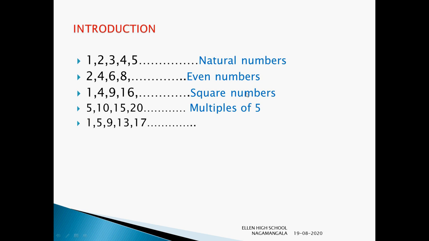These all have specific names: natural numbers, even numbers, square numbers, multiples of 5. But see here, 1, 5, 9, 13, 17. This does not have any specific name, but these are numbers following some pattern. See one more example here, 4, 7, 10, 13. This is also following some pattern. These types of patterns we will study in arithmetic progression.